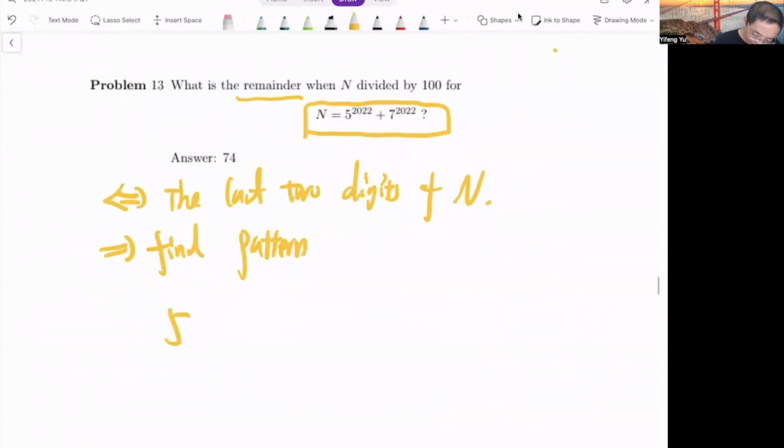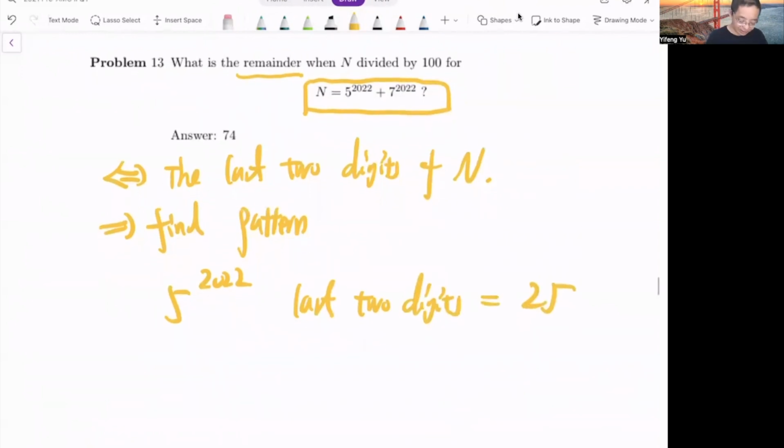For the powers of 5, it's very easy to see that the last 2 digits have to be 25. It always remains like that.